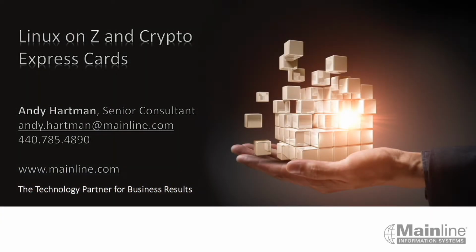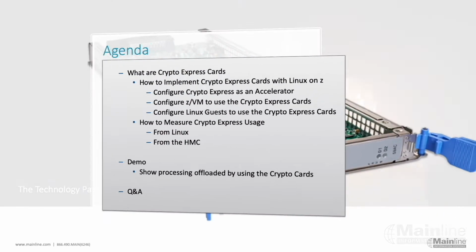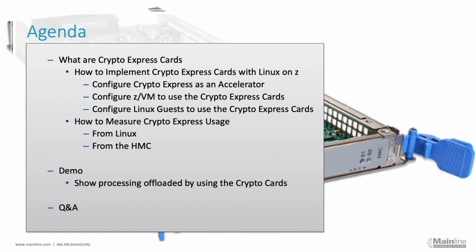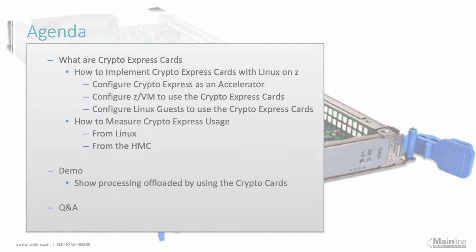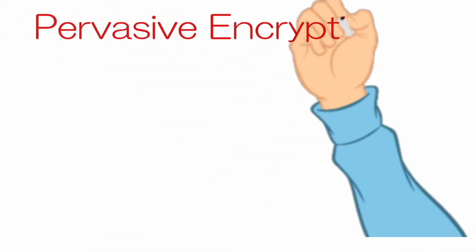Thank you. We're going to talk about the use of Crypto Express cards when it comes to Linux on Z. We have a fairly straightforward agenda today. We'll focus on how to implement these cards and how to get them configured. There will also be a demo showing some of the benefits of setting these up to do SSL and TLS type traffic. We'll answer questions at the end.